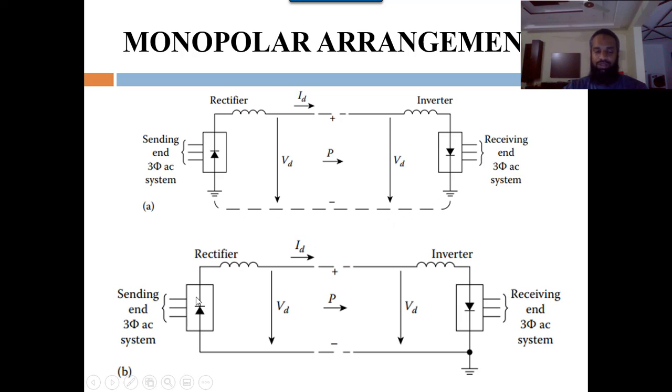Another topology is that we use a ground terminal. The remaining is the same. We have the AC power, which is rectified, then it is transmitted, then we have the inverter, and then we have the load. But we need an extra wire or conductor between the input side and the output side for the ground. So these are the two topologies which are used for monopolar arrangement.